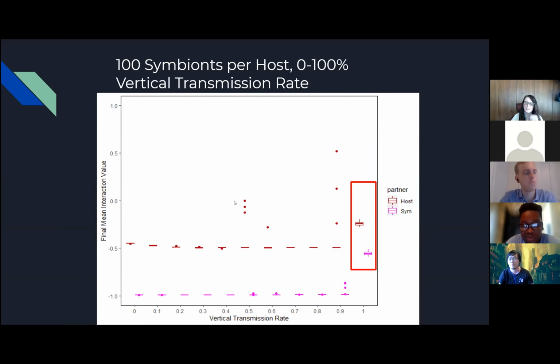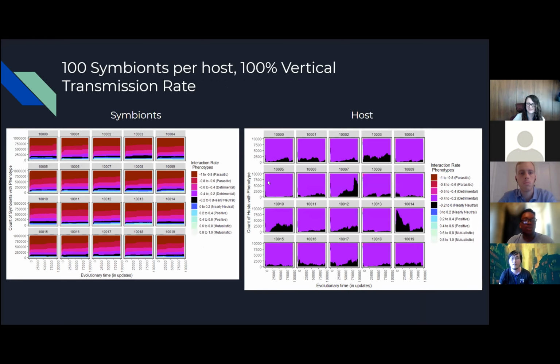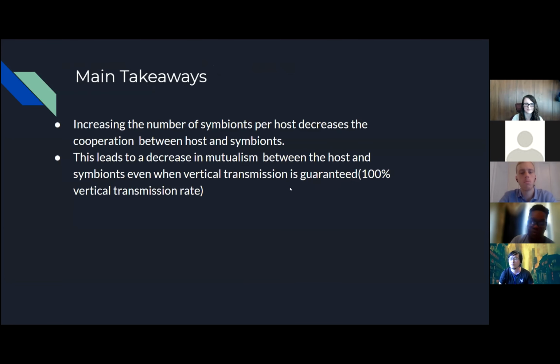So we wanted to see what was happening among the replicates here. We zoomed in, and we found that this is very different from with only 10 symbionts. Most of the symbionts here are parasitic, with a very thin band of mutualism on the bottom. Most of the symbionts are parasitic, and this is also true for the hosts. So we could see that as the number of symbionts per host increases, there's a breakdown of cooperation amongst the symbionts within the host, which leads to a parasitic interaction value. And this relationship continues for the host as well.